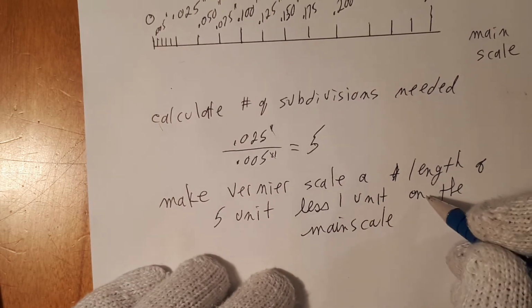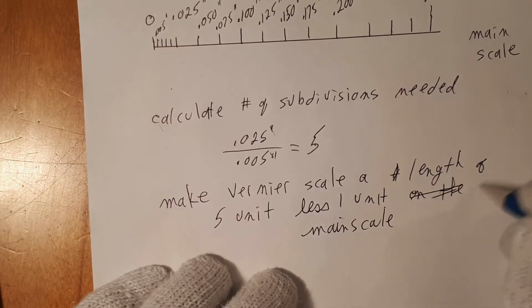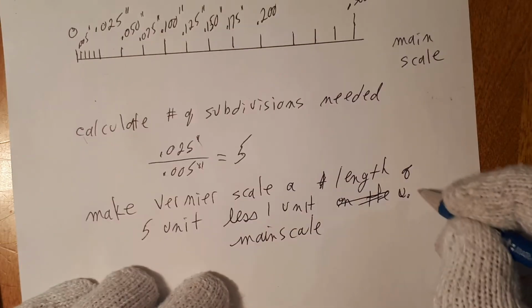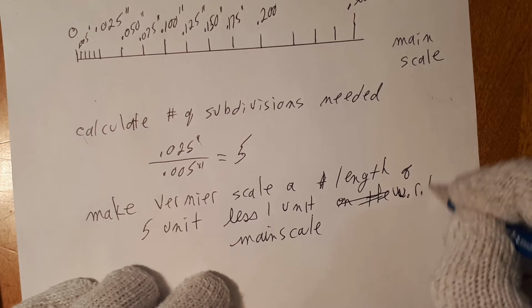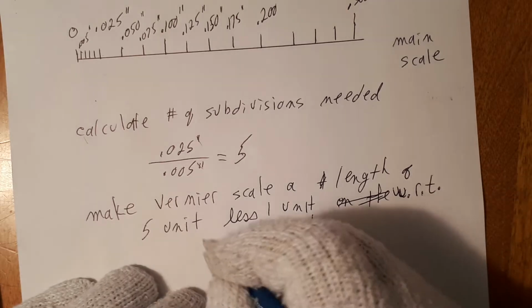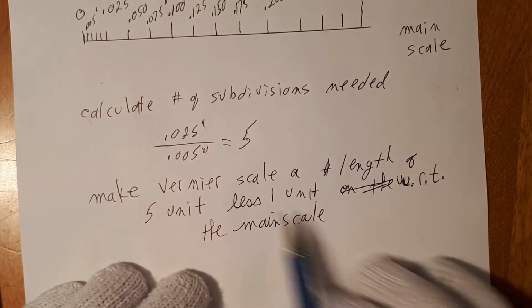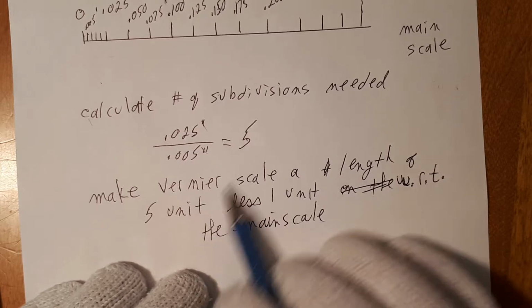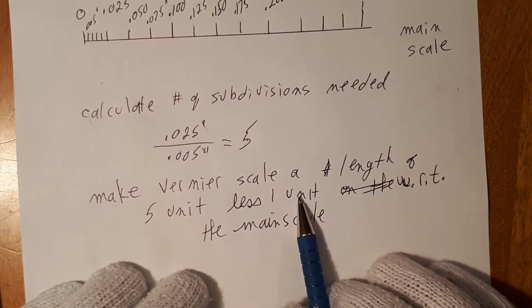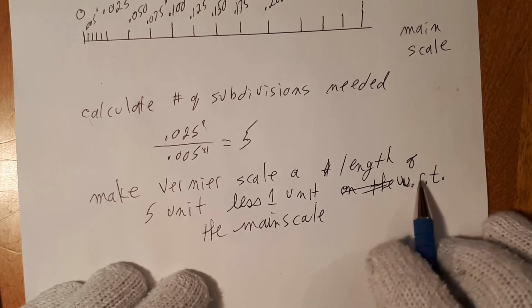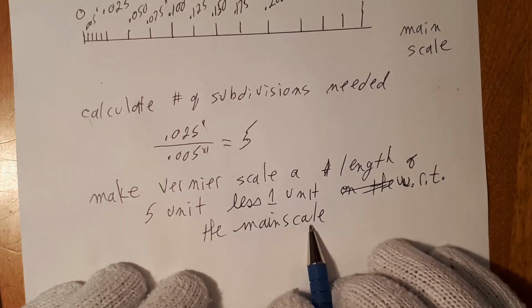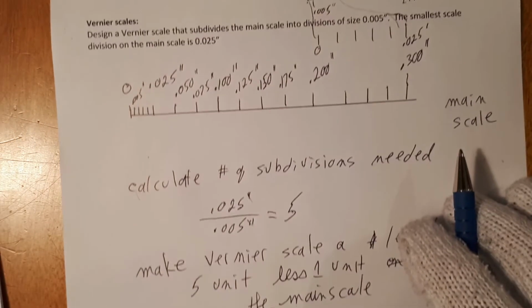Or maybe I ought to write that as less units with respect to the main scale. That sounds better. So make a Vernier scale of a length of 5 units less 1 unit with respect to the main scale. So let's make a Vernier scale.